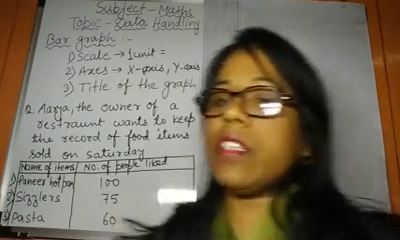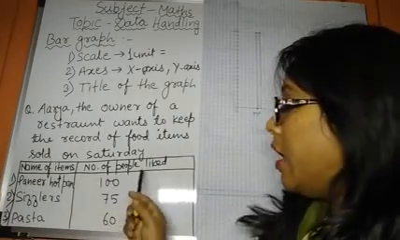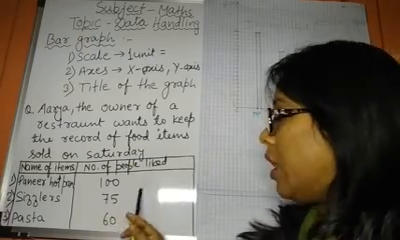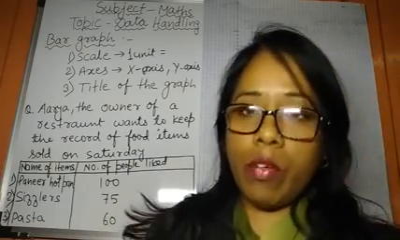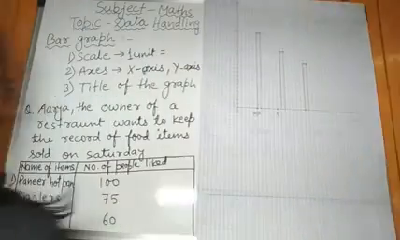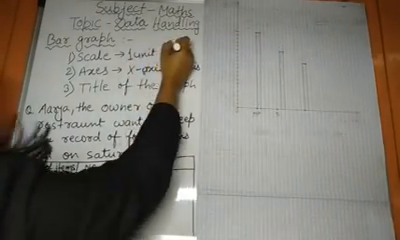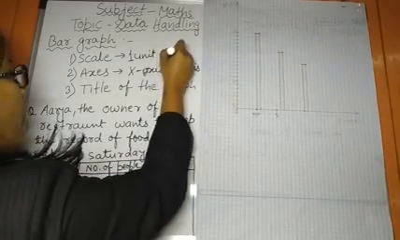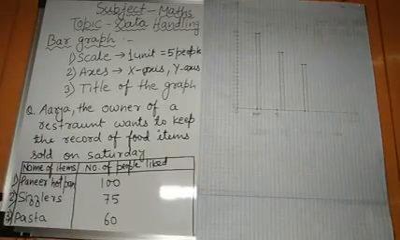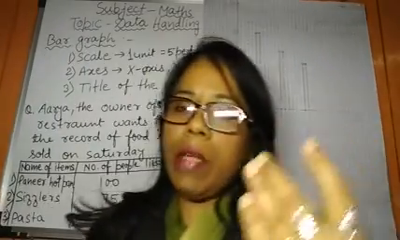Now the turn is for scaling. Observe 100, 75 and 60. All these numbers come in the table of 5. So we can use the scale: 1 unit is equal to 5 people. What will be our scale? 1 unit is equal to 5 people.